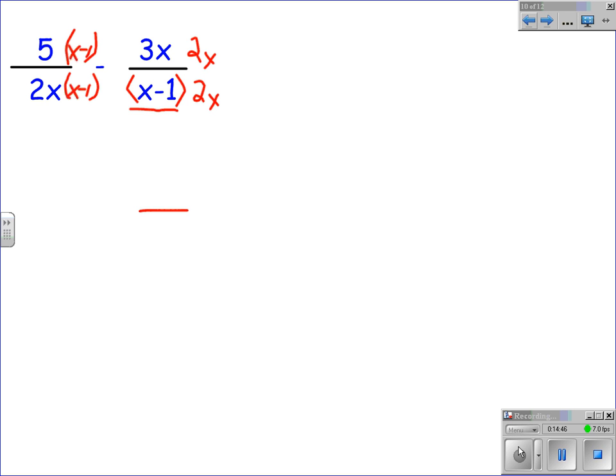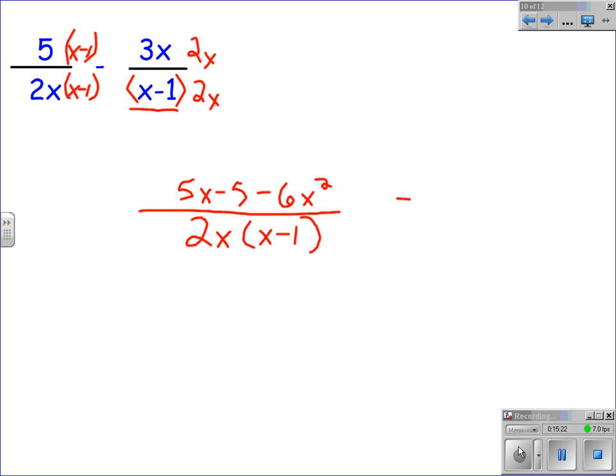So that in your denominator now, you have 2x times x minus 1. In the numerator, multiply these two together, 5 times x minus 1. What does 5 times x minus 1 give you, please? Madeline? 5x minus 5. Then minus the 2x times the 3x. Well, what's 2x times 3x, please? Brandon? 6x squared. So I'm going to go minus 6x squared.